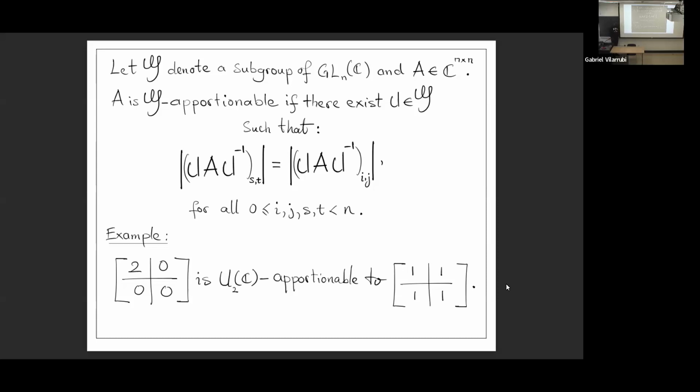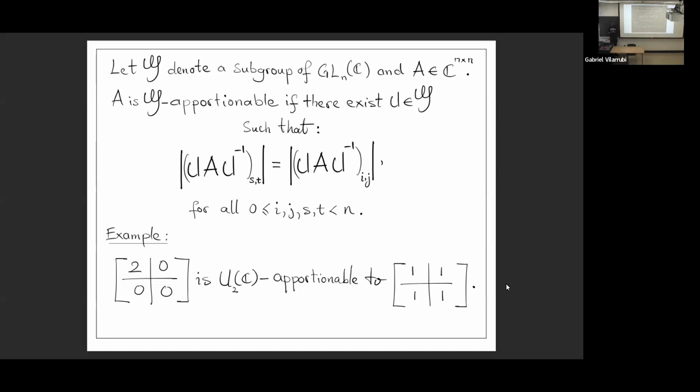What are examples of apportionable matrices? First example is this one: 2, 0, the entries are concentrated here. It's an easy exercise that you can find a unitary matrix that takes you to the all-ones matrix. And the exponential e to the i pi of this matrix is also apportionable. That's a nice exercise. So what we want ultimately is to start from something like this and end up with a matrix whose entries are all in absolute value equal to 1. So we don't require that all entries are equal to 1, but all entries should be on the same unit circle in the complex plane.